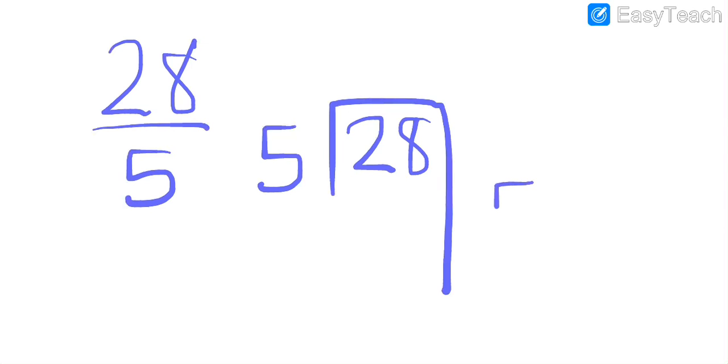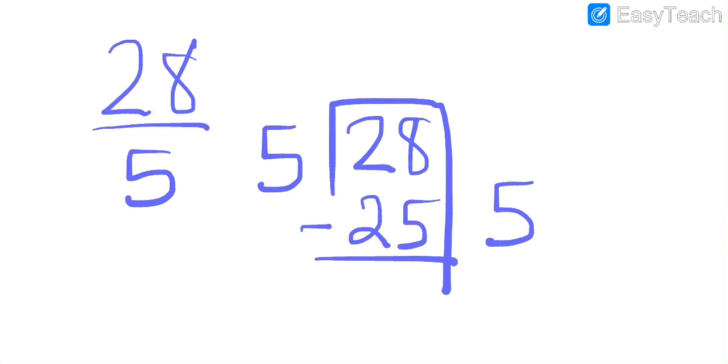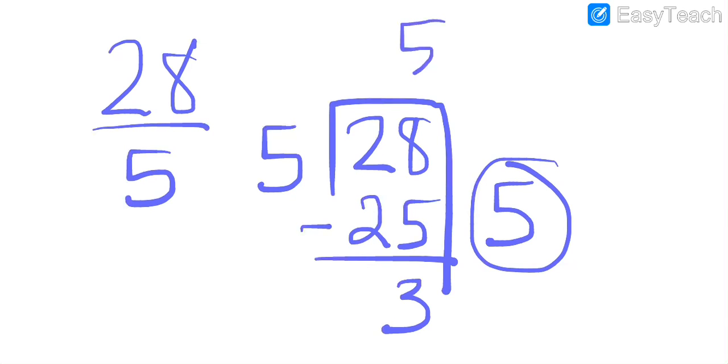So let's write down the 5 out here on the outside. We're going to write down 25. And remember, in division, we're going to subtract to get the remainder. 8 minus 5 is 3. And we know 2 minus 2 is 0. So therefore, we have a remainder of 3. Here is our answer. So we're going to write our quotient up here.